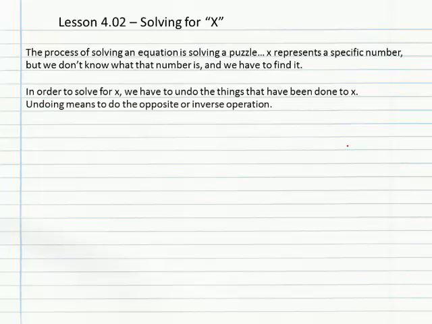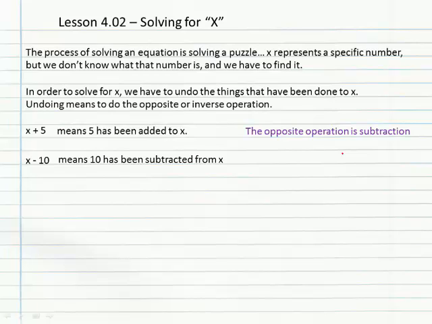In order to do this, we have to undo anything that has been done to x. So undoing means we do the opposite or inverse operation. So if we see x plus 5, this means 5 has been added to x, and the opposite operation is to subtract. If we see x minus 10, this means that 10 has been subtracted from x, and the opposite operation is addition. If we see 3x, this means 3 times x.